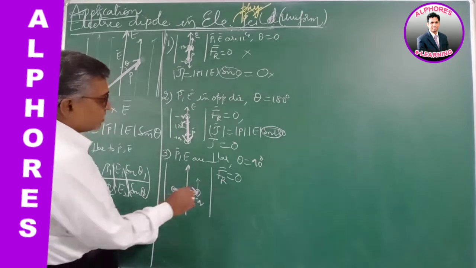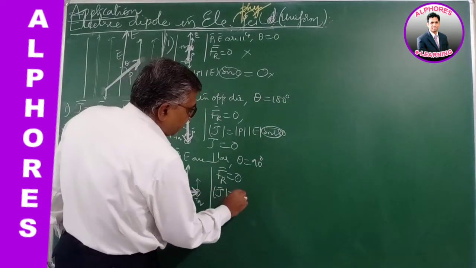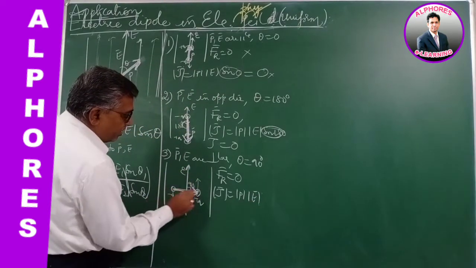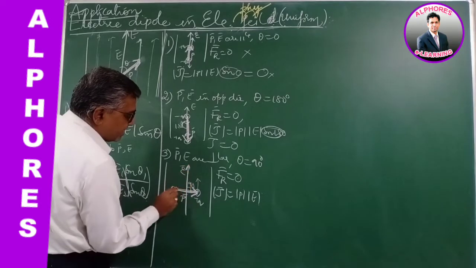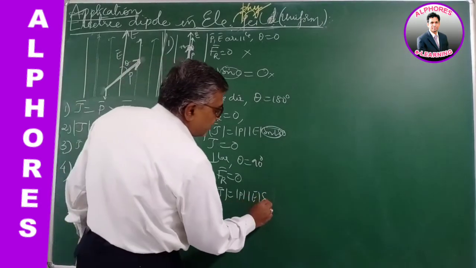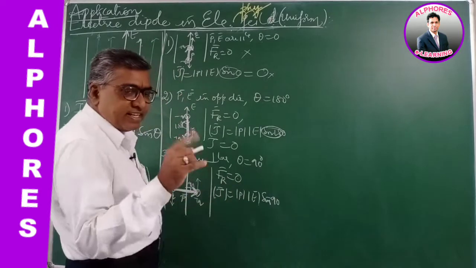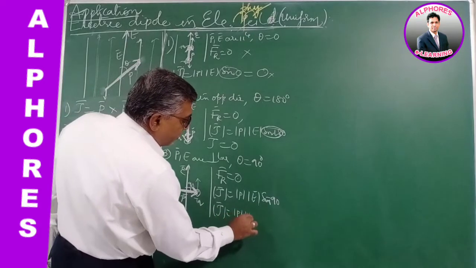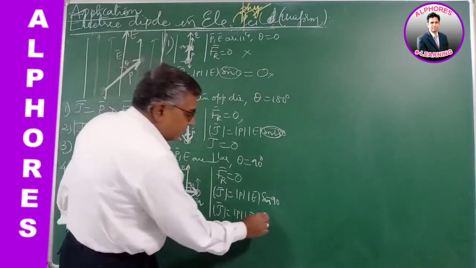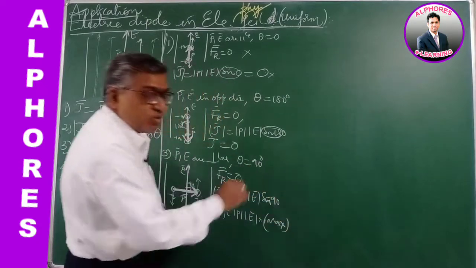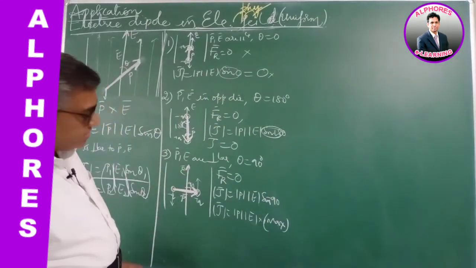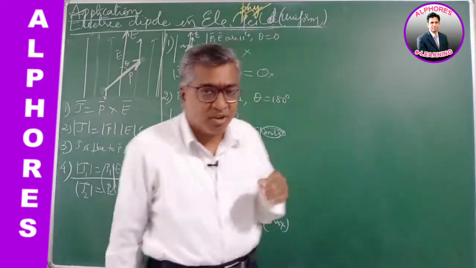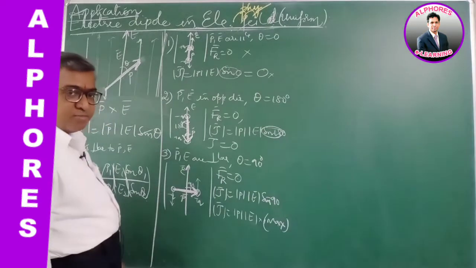But the torque, if I calculate, is |P||E| sin of the angle between them, which is 90. E and P are both perpendicular. So it's sin 90, and you know sin 90 is 1 according to trigonometry. So the magnitude of the torque is |P||E| into 1, and this is maximum. Whenever a dipole is suspended in the electric field at right angle to it, it experiences maximum torque. There is maximum turning effect produced on it.